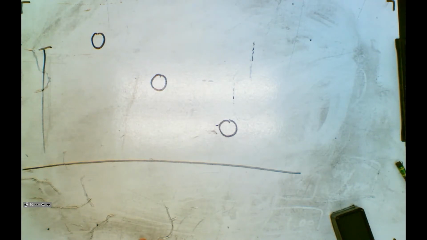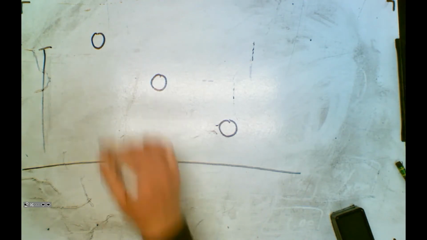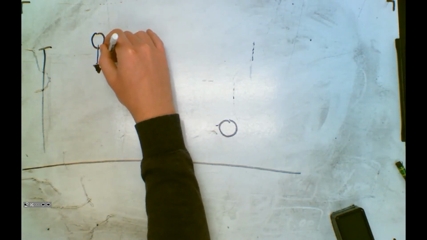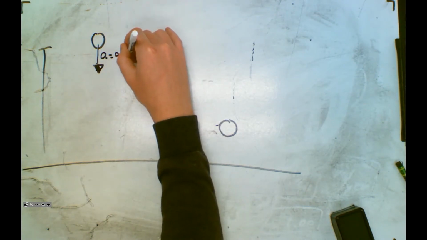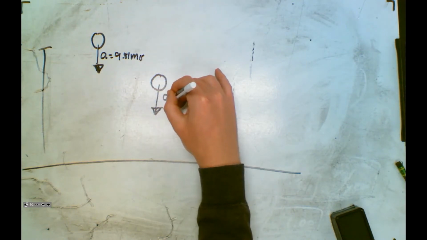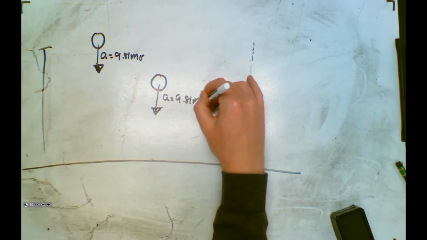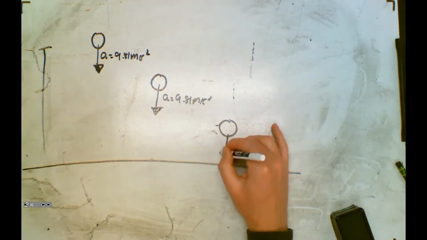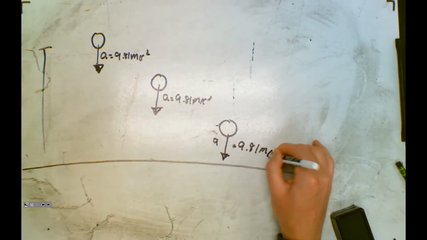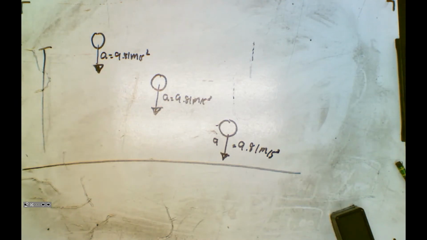As this object is falling, what we'll see is that falling objects always have an acceleration of 9.81 meters per second squared. And as objects fall, our acceleration is going to be the same. So our acceleration is the same, so we draw the same size arrow, and we're going to talk about that in a lot more detail.